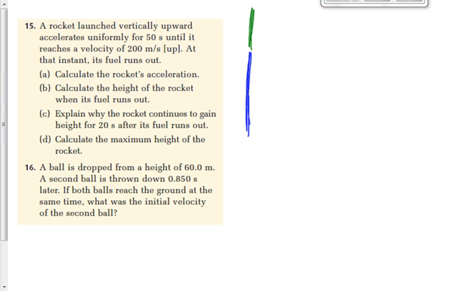For the first stage, we're going to say VF is 200 meters per second. Right? The rocket accelerates this thing to 200 meters per second for a time of 50 seconds. How fast was the rocket moving when it took off? Yep, 0. VI would be 0 meters per second. We want to find the acceleration.